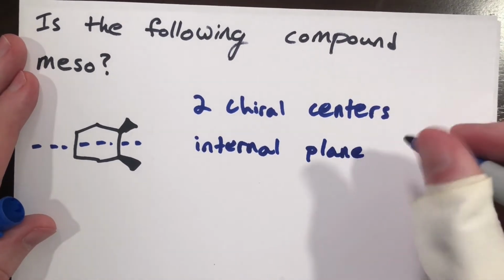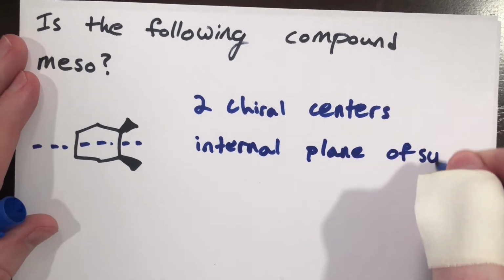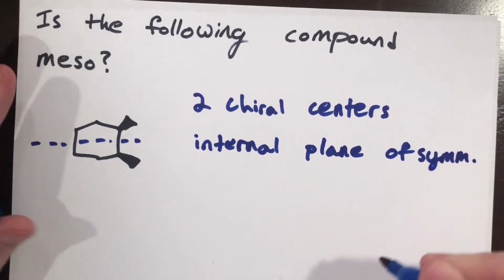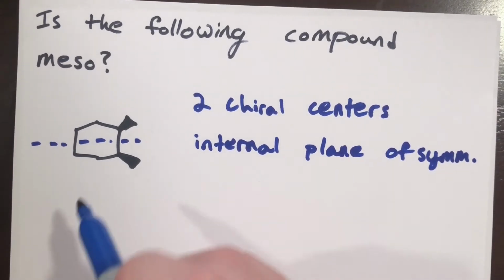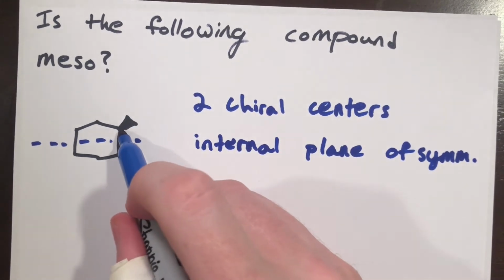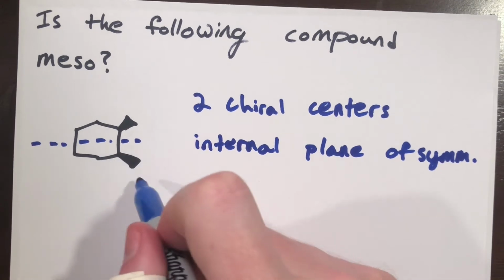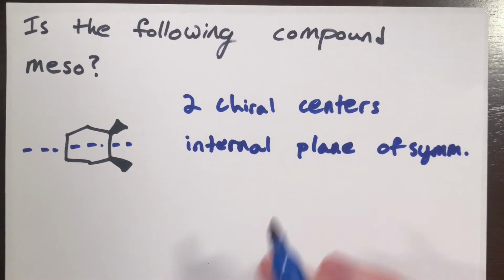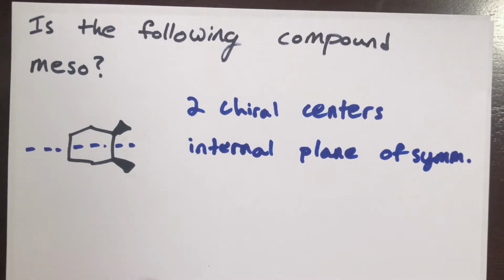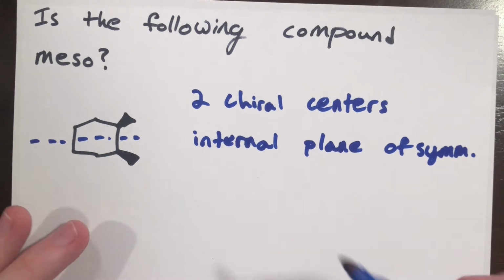The other way you can check this is by looking at the groups that are bound there. So we have this carbon bound to a methyl, bound to the CH2, and then the carbon bound to a methyl and a CH2. So those are the same on both sides. So it is an internal plane of symmetry. It meets the second requirement. Then you check your absolute configuration.